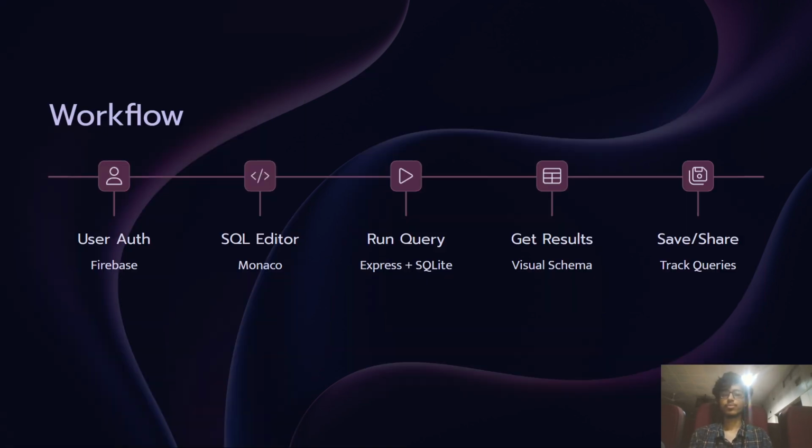Now let's walk through the workflow. First comes user authentication. The app starts with user registration or login. Firebase handles the authentication securely, and users need to verify their email before getting access to the main app. Security is a priority, so I've implemented email verification requirements and password strength requirements along with secure session management. Once verified, users are redirected to the main editor dashboard.